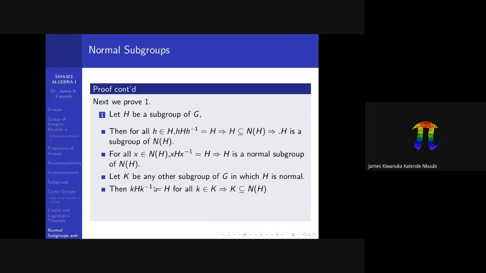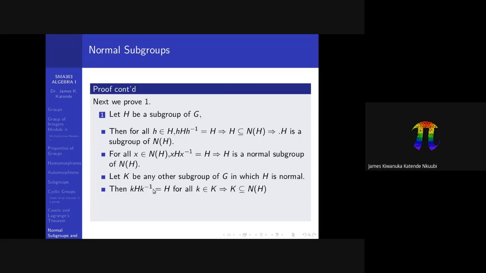So because H is a normal subgroup of K, if you pick any element, this small k from K, this statement will be true. We have assumed that H is a normal subgroup of K, so this statement must be true for any k you pick in this subgroup K.